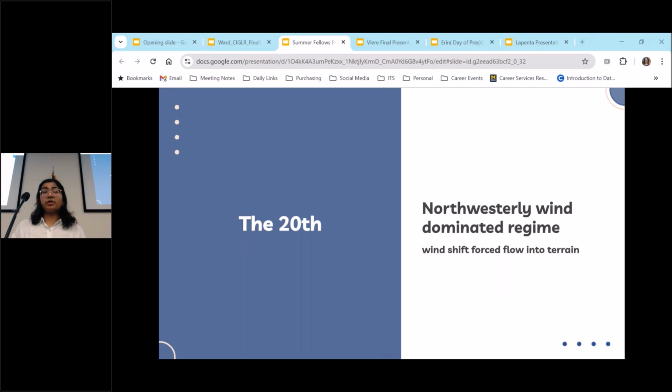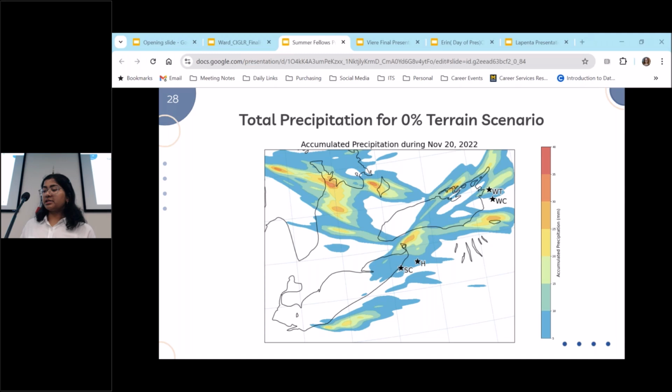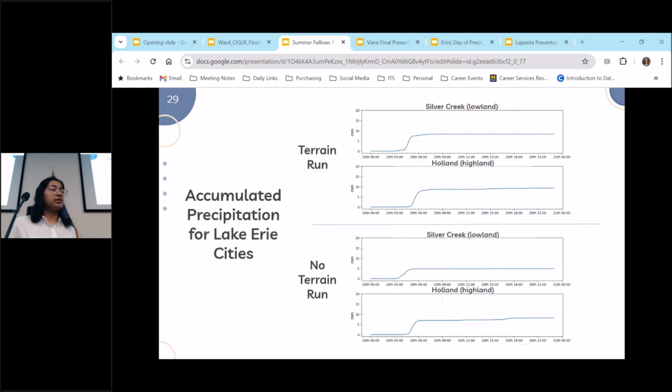So let's go into the 20th, which is when our wind shifted. So this is the 100% terrain scenario for the 20th, as well as the 0 terrain scenario for the 20th. And one thing you can clearly see from the 18th and 19th is that the storm is a lot broader. So is it still long lake axis parallel? Is it something different? We can check the data to see.